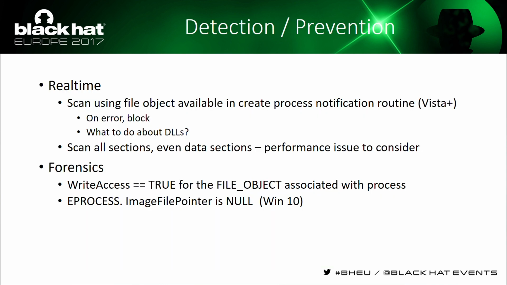Now, if we talk about detection and prevention of this attack, what we could do is scan using the file object that is available in the create process notify routine. This is available on Vista and up, but the technique is only relevant for those operating systems. If we get an error while trying to read from the file, then we can block, because we know this is something that shouldn't happen. But this won't work for doppelganged DLLs, so we need to find some other way to scan those.